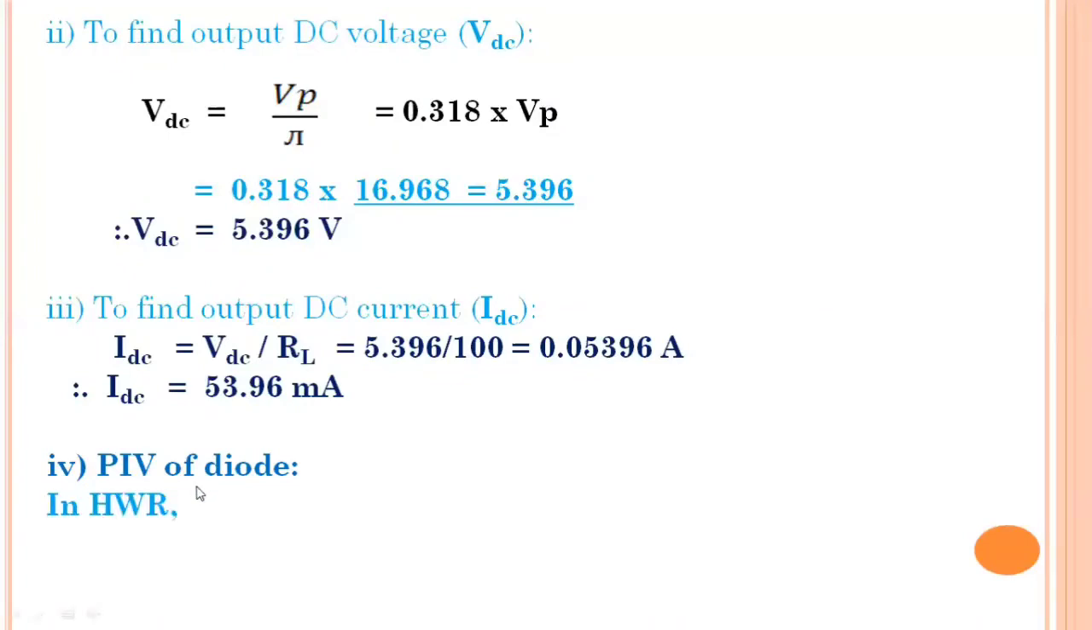In case of half wave rectifier, peak inverse voltage of a diode is just the peak voltage present at the output as well as peak voltage present across secondary of a transformer, and we have got 16.968 volt. So PIV is also the same. Therefore, we have to select a diode whose PIV rating given by its manufacturer should be at least this value, 16.968, or more than this value. Then only the diode can withstand in the circuit safely.